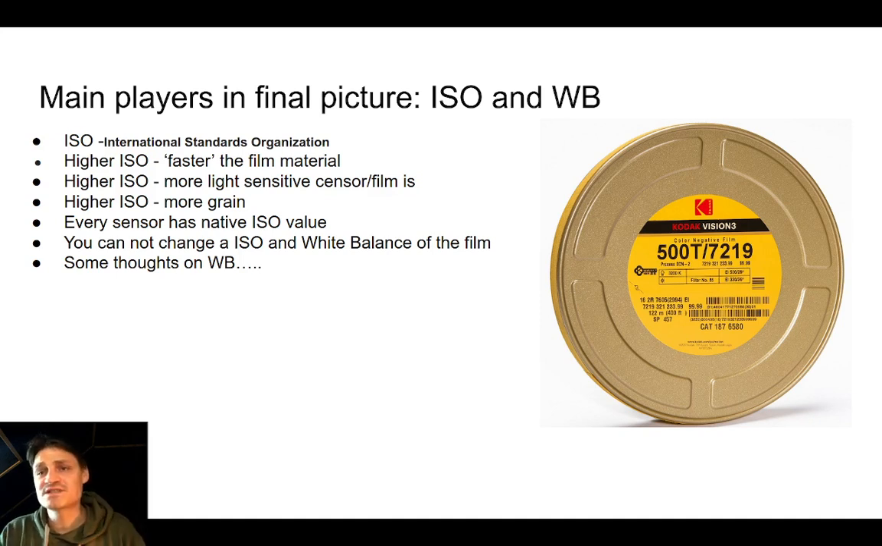And it was designed also, here you see a box of Kodak Vision 3 film material, and we see this number 500. The sensitivity of this film is not changing, it's 500. This is its native sensitivity. That's something that you will not be able to change. It will stay forever.